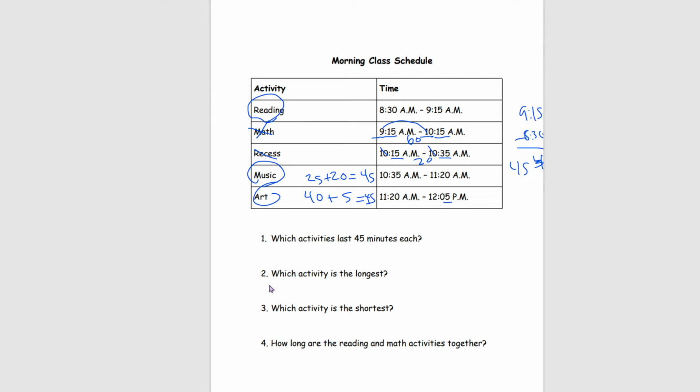For number two, we have which activity is the longest, and we can use our prior knowledge from reading, music, and art, since we know that each one of them is 45, and we know math is 60 minutes, and we know recess is 20 minutes. So the activity that's the longest is math. And we can do number three too, since we know that 20 minutes is the smallest out of all five, so we can say that recess is the shortest.